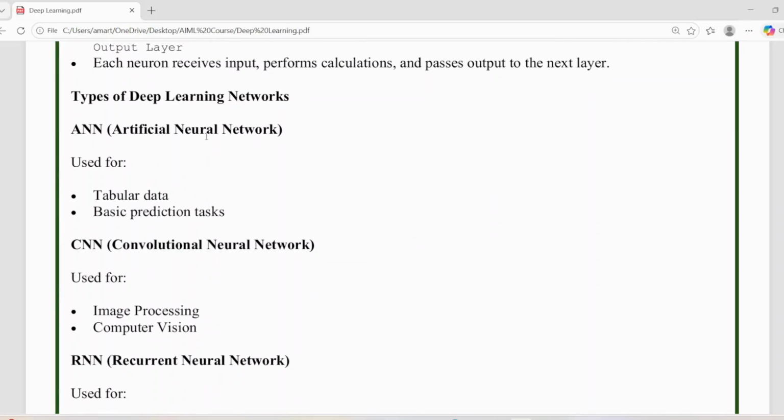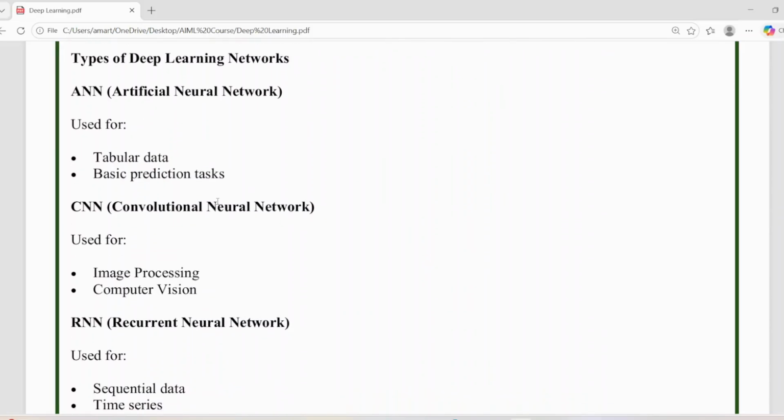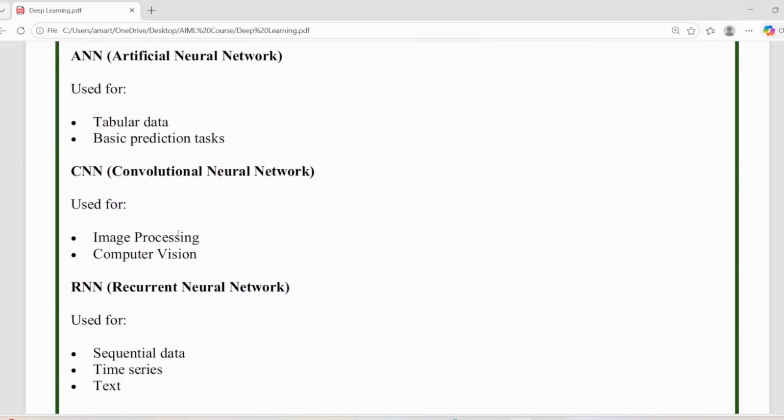ANN, artificial neural network. It is used for tabular data and basic prediction tasks, like the machine learning thing. Tabular data like your Excel sheet, SQL data. We will use ANN for that. Second is your CNN, convolutional neural network. It is used for image processing and computer vision. You must have heard about these things if you are learning machine learning, deep learning. Okay. Now, CNN for images and computer vision. All things we will discuss.